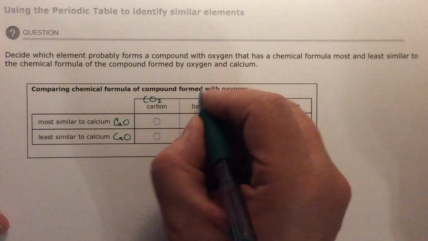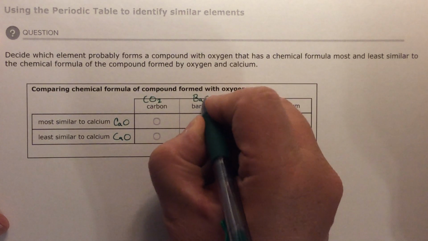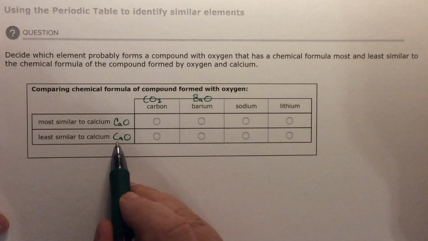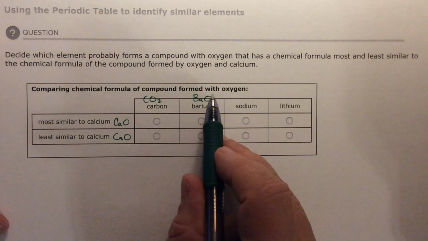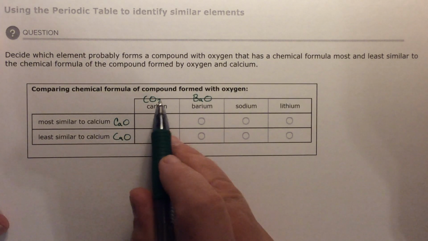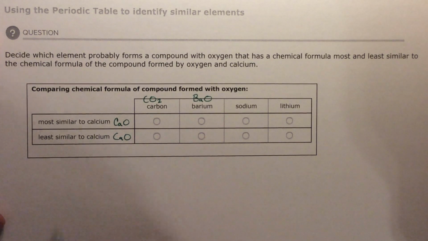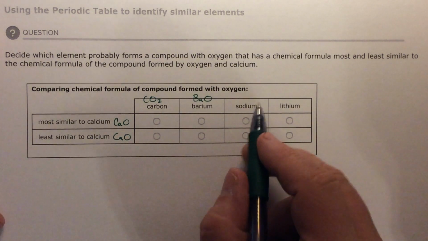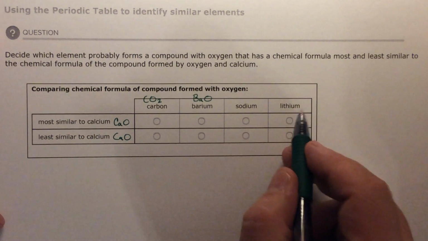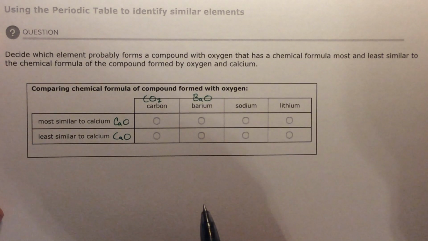Barium, this is going to be ionic again. So barium is in group 2. So it's BaO, just like calcium. They're in the same group. That's interesting. Carbon is a non-metal. Calcium is a metal. Okay. Sodium is a metal, and lithium is a metal. But where are they positioned?